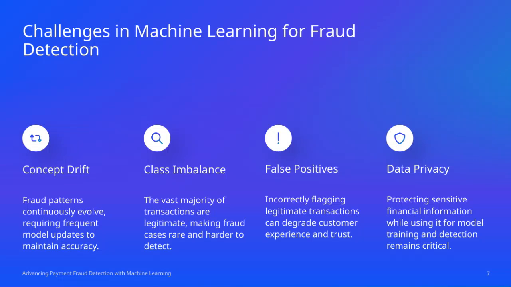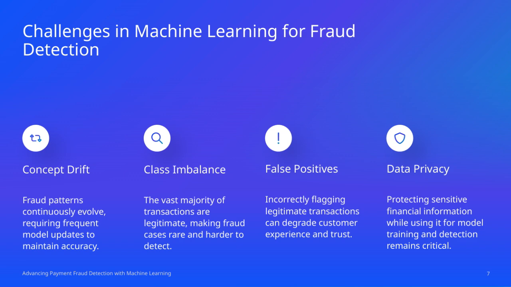One of the major challenges we face in using machine learning for fraud detection is concept drift. Fraudsters constantly change their tactics, which means our models need to be updated regularly to keep up and stay accurate. Another significant issue is class imbalance. Since most transactions are legitimate, fraud cases are extremely rare, making it difficult for the model to identify those few fraudulent activities effectively.